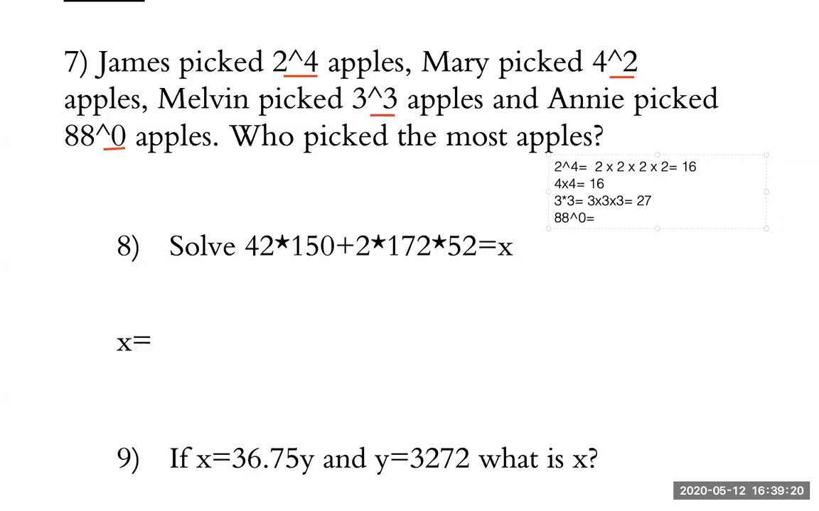Now, this is a trick question. 1. Oh, 0. Okay, so we have 2 different answers. We have some people saying 1 and some people saying 0. Now, the correct answer is 1. So this is a rule that I want you guys to learn. Any number, when you put it to the power of 0, will always equal 1.